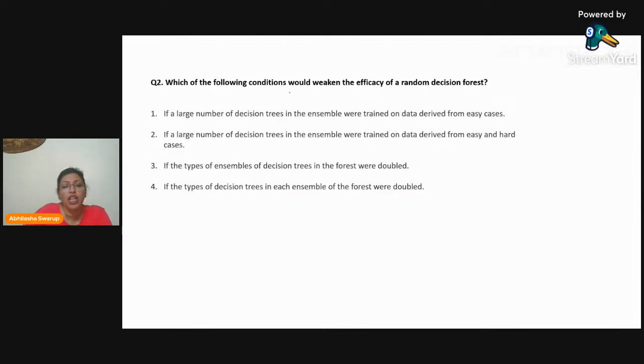Which of the following conditions would weaken the efficacy of a random decision forest? Now we've understood that the random decision forest is something that helps, that has a lot of diversity, right? And therefore it is able to choose the right answer. So what we are looking for is something that doesn't have diversity, right? So let's look. I'm waiting for your answers.